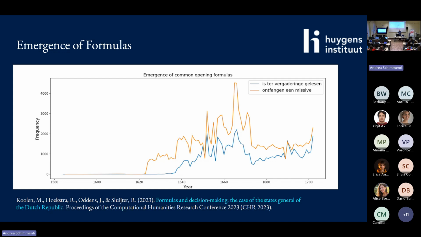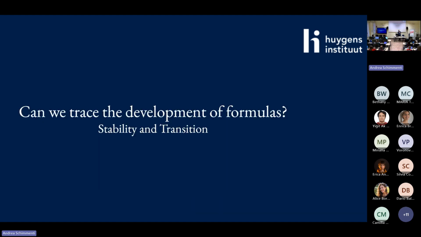And so the question is, was there, before that period, a different formula for the same thing, or was there no formula for it? It was either a new meaning, or the meaning was just expressed in various ways. So we want to see, can we trace the development of these formulas? Can we see that there are stable periods where they use the same formulas, and then there's a transition to a different set of formulas, for instance?